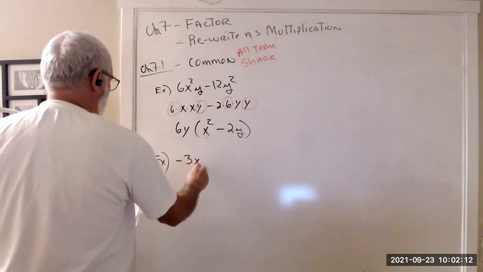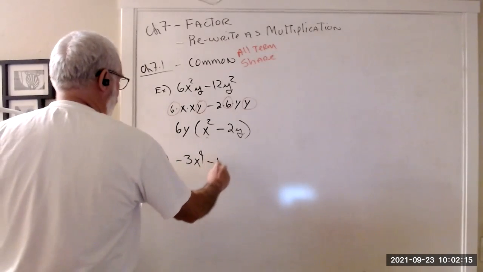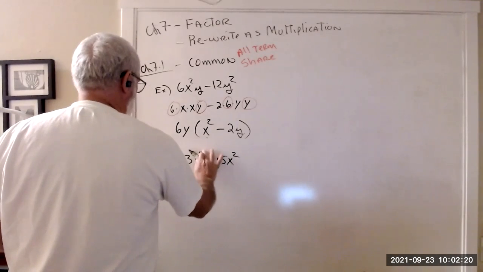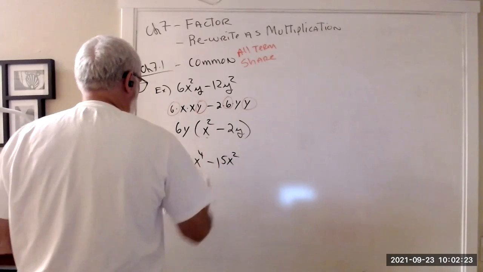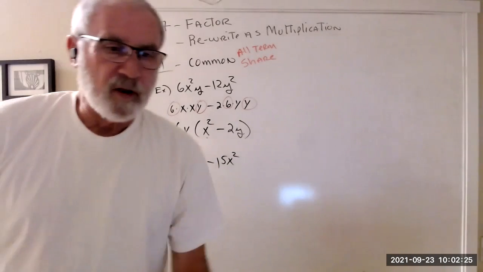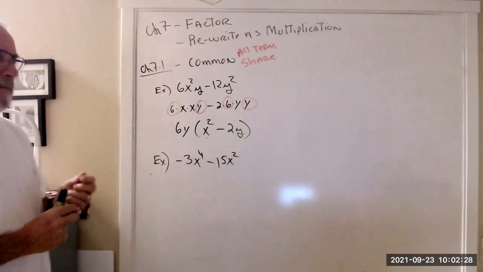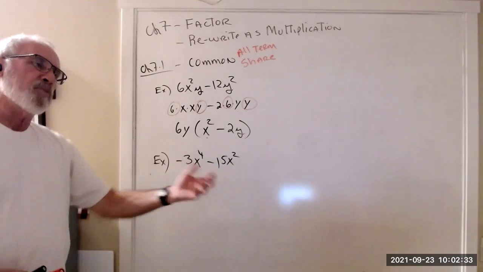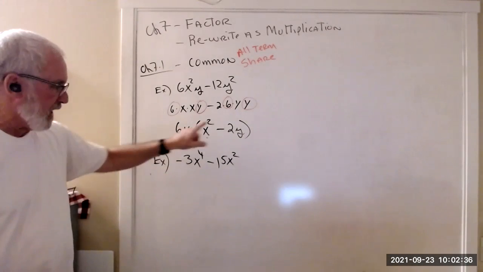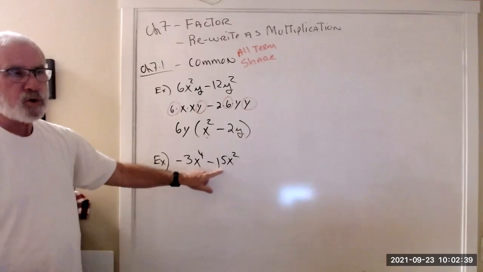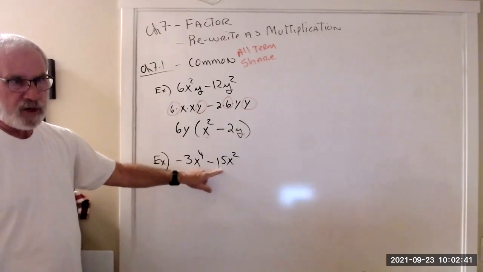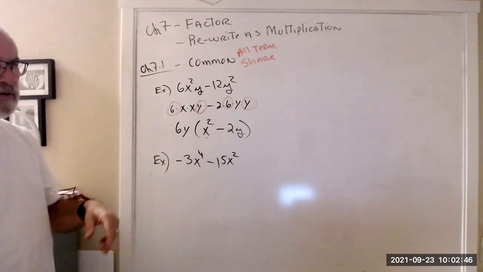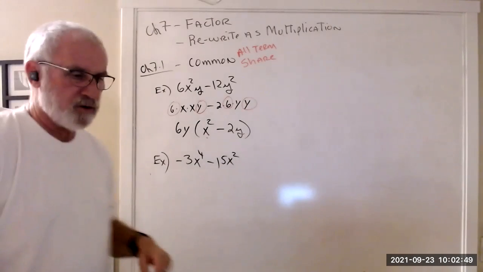Negative 3x to the fourth minus 15x to the second. Okay. Hint: because these are negative, both of them are negative, not only can you pull out a 3, because 3 goes into that and 3 goes into that, but you can pull out a negative 3 and some more. So I'll pause, having given you that hint, let you ponder that for a minute or two.